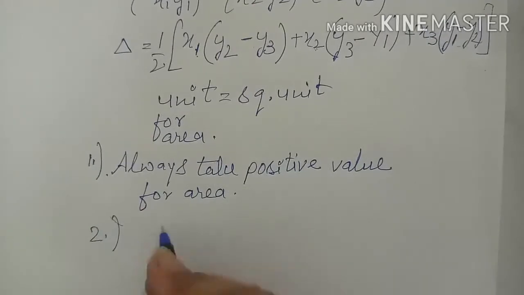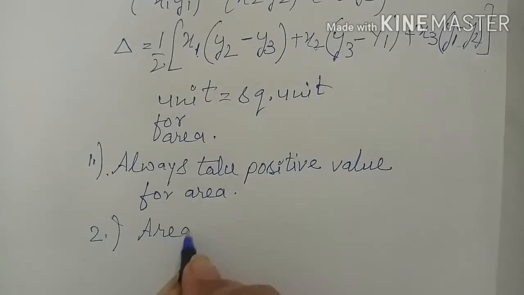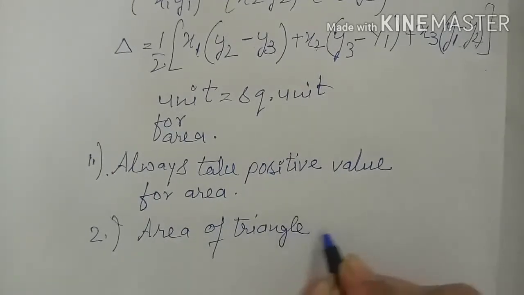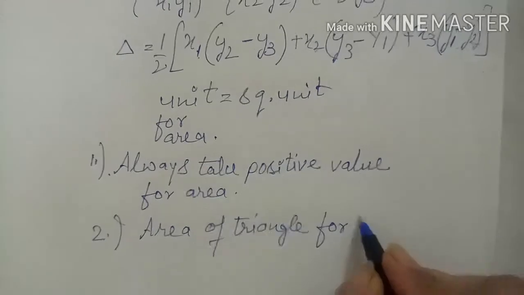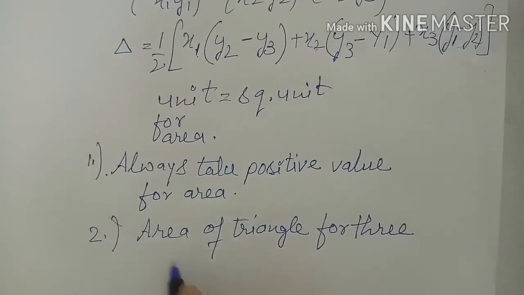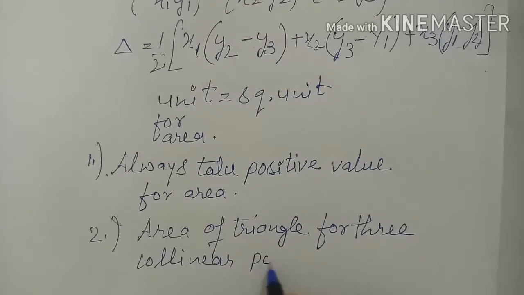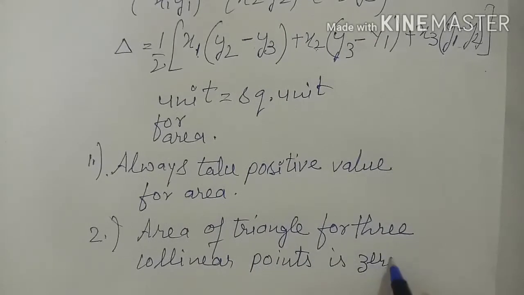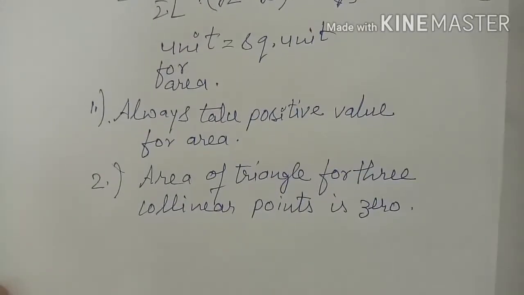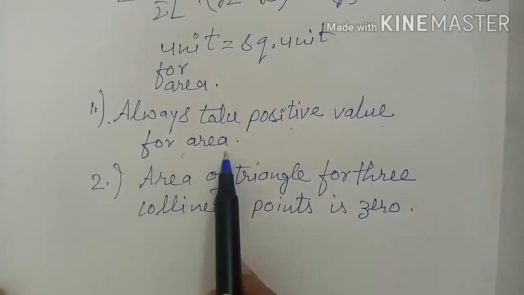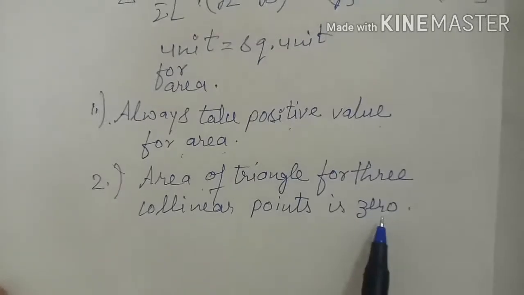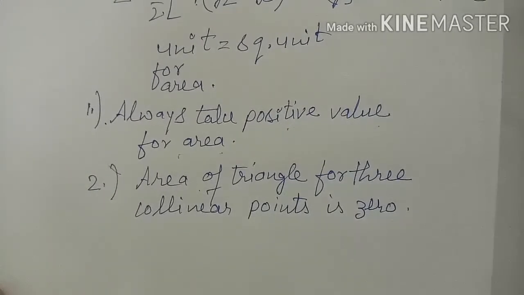Now the second one, area of triangle for 3 collinear points. Collinear, you know, is when all the points are in a straight line, yes, is 0. First point is you always have to take the positive value for area, and then area of triangle for 3 collinear points is 0. Okay, now we'll come to the exercise.